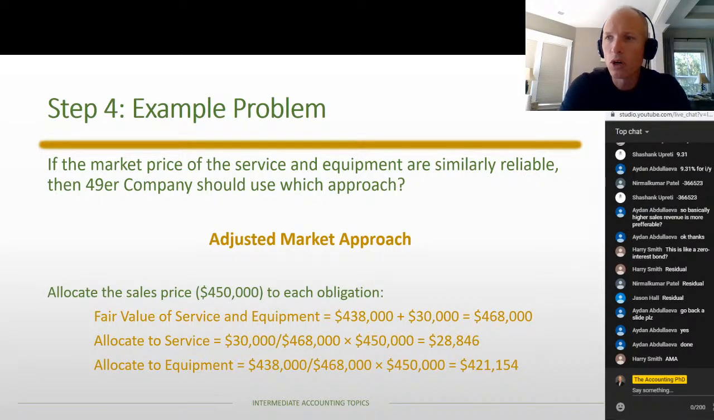Again, this one's a little more complicated than the residual approach because we have to calculate the overall fair value of both items together, and then we have to use their proportions applied to the sales price in order to get the amount that we allocate. But the method is the same.